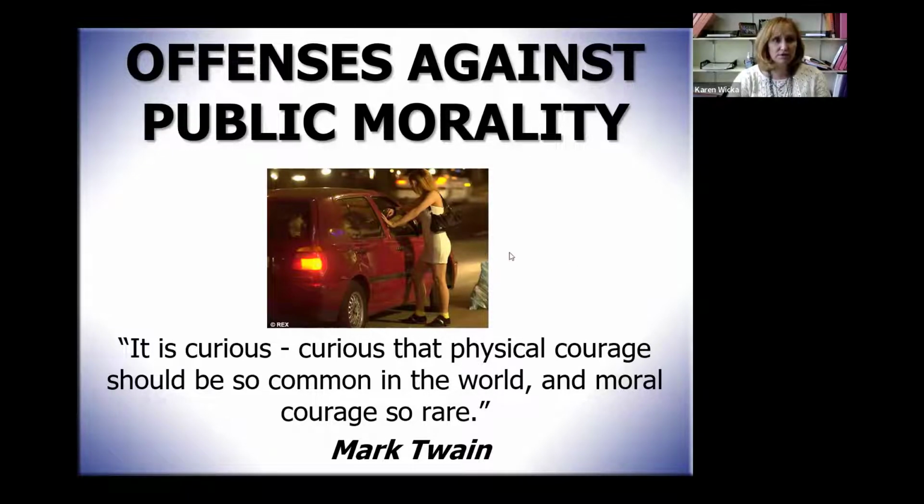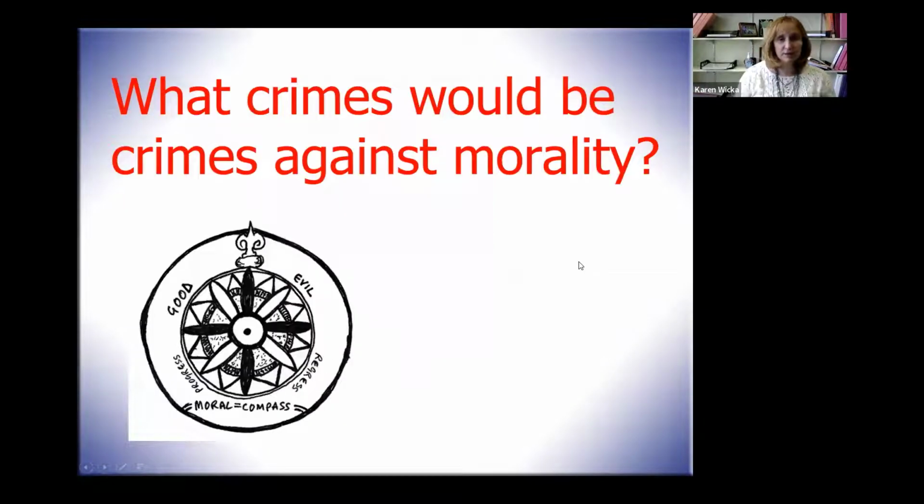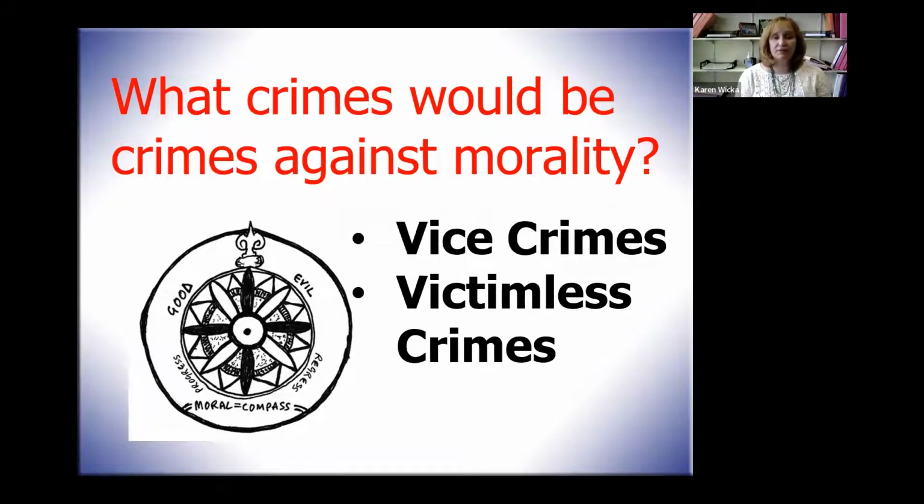So we're going to talk about public morality offenses. My first question to you is, what crimes would constitute a crime against morality? What do you think is considered a crime against morality? Okay. Well, generally, these are what are called vice crimes, things that we as a society have considered bad, and we don't want people to do them. We consider them vices. So oftentimes, if you have a vice squad, it is a squad that's going after people for these types of morality crimes.